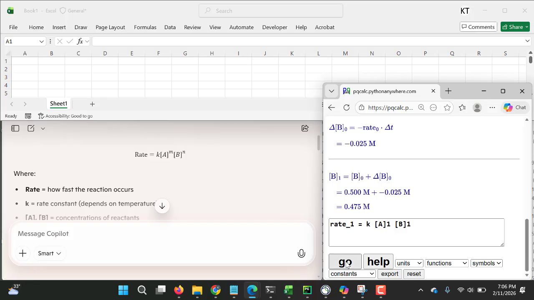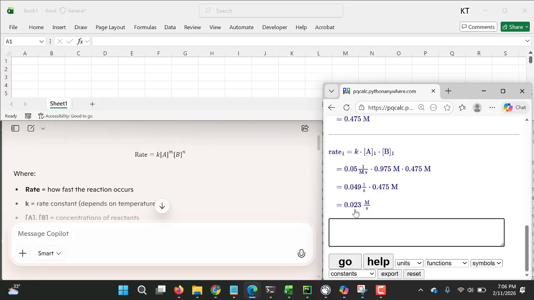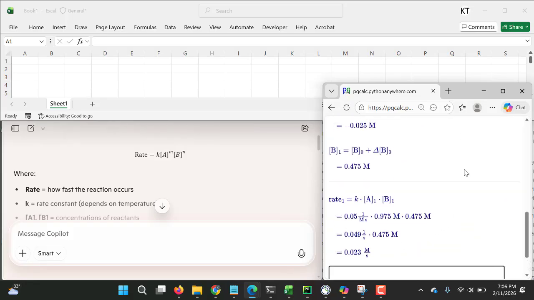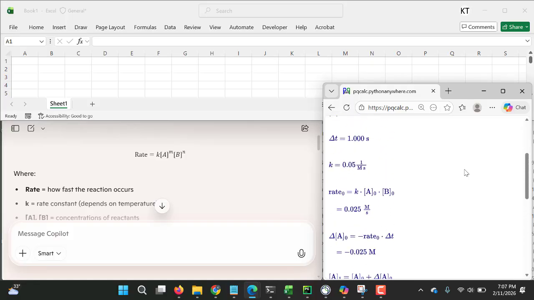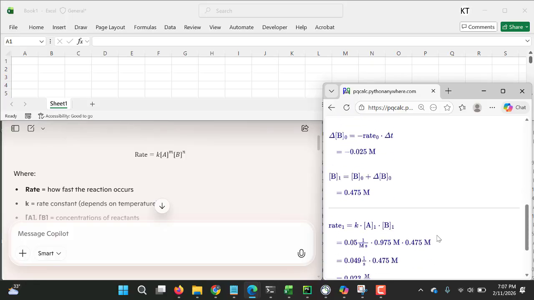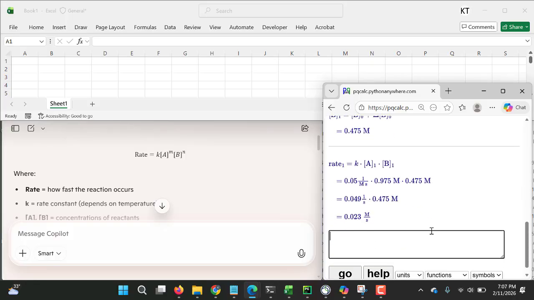After 1 second, it's 0.023 molar per second. The first rate we calculated was 0.025. So the rate is going down as the concentrations are going down. This is typical for reactions that they slow down over time because we have less and less reactants because they react to form products.